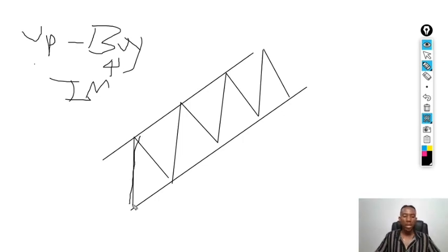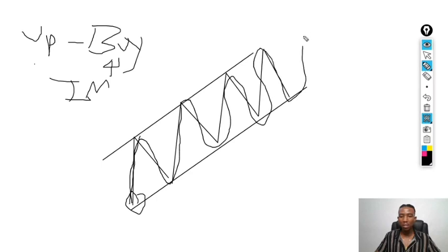Why is it an impulse move? If I enter a buy here and hold this buy, I can still be in profit, even if I hold it for more than a week or days. Hence, it's an impulse move. It's the overall direction of a trend.